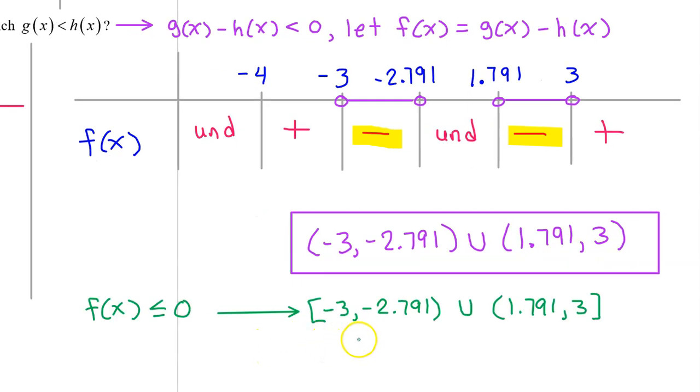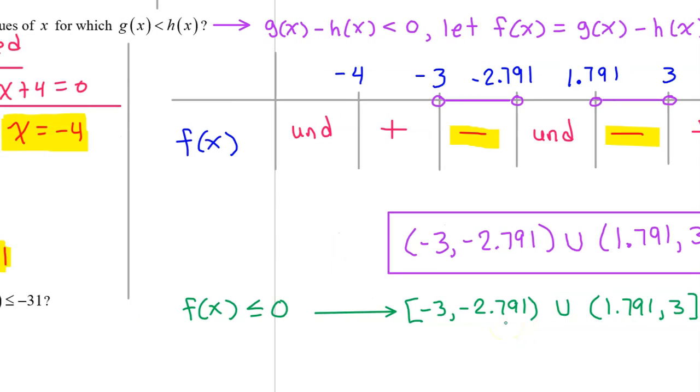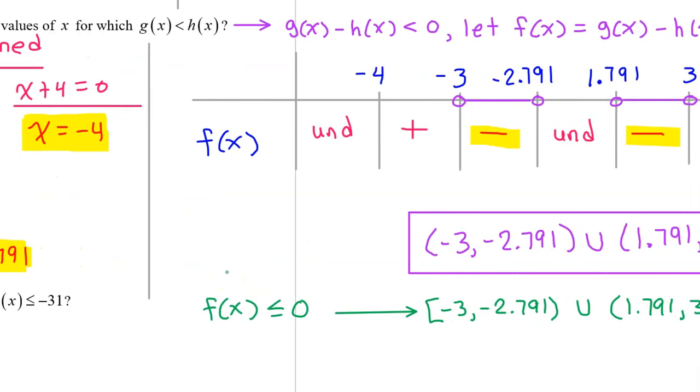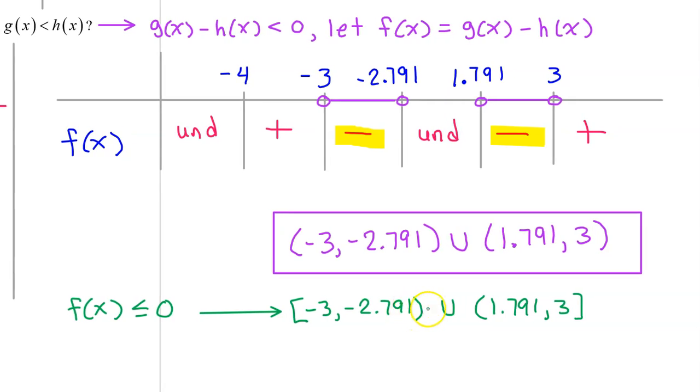Be aware that if we had been looking for where f of x is less than or equal to 0, then the -3 and the +3 would have gotten brackets. However, the -2.791 and the +1.791 would still get parentheses. That's because these two values are where f of x is undefined, and undefined values will never be included and should always get parentheses.